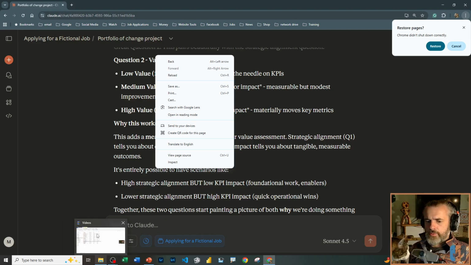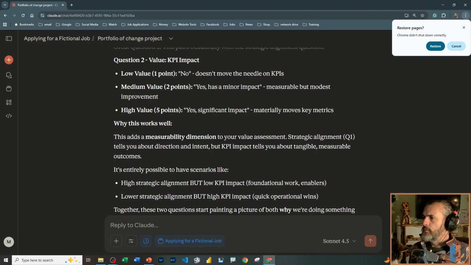measured outcomes. Hey, cat. My cat's come to say hello. Should we get him on the big screen for a second? There he is. Such a good puss. Right, I need to carry on.